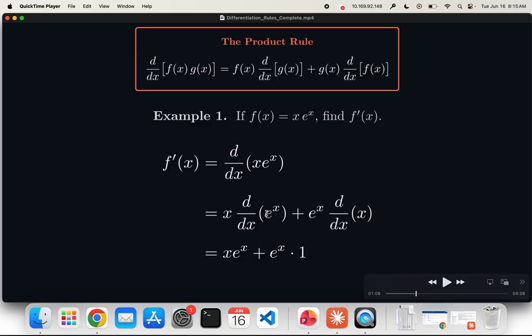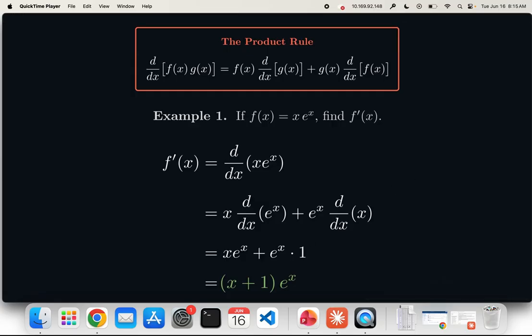But differentiating e to the x is simple. It's just e to the x. Differentiating x is just 1. So the final answer is this. Again, you can either leave this. In fact, if you just remove the 1, that would be the valid final answer. Or if you want, you can factor out e to the x. So either of these answers are acceptable. So this is the product rule.